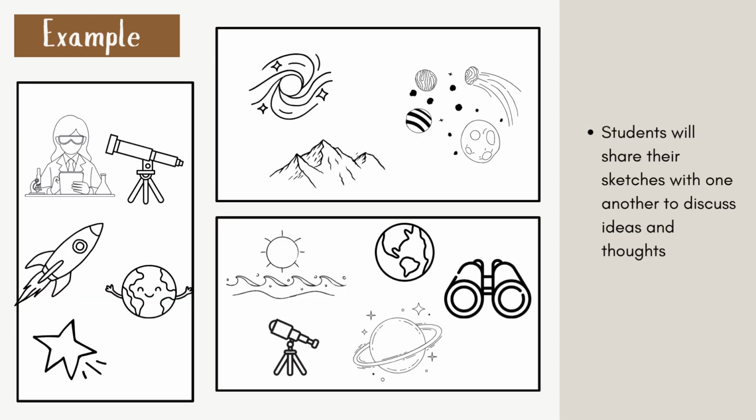Then this would be after they have finished reading, then they would share all their sketches. So I just have like three examples of things that they could have drawn or thought about during it. And they'll share with one another, explain why they drew what they did, where it connects to the text, and then they can just discuss their ideas and thoughts together and dig a little bit deeper into the text.